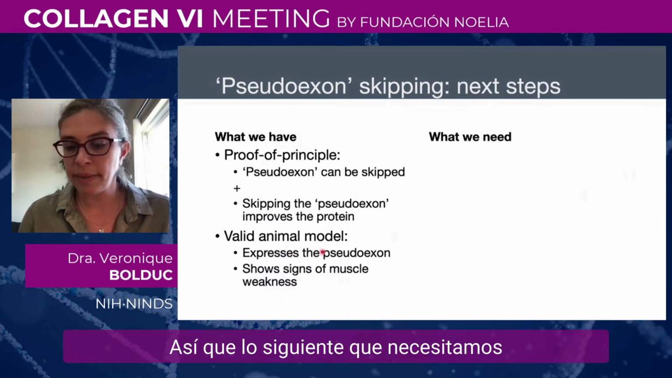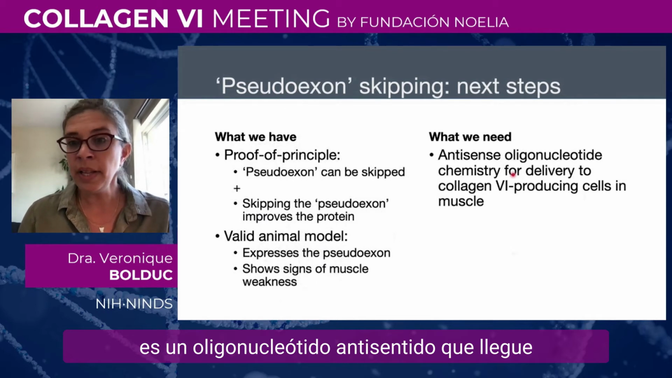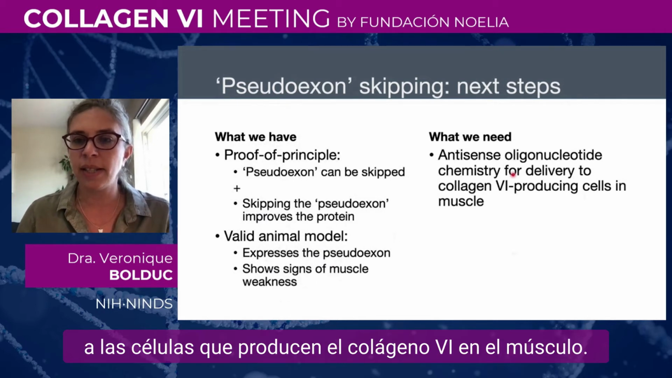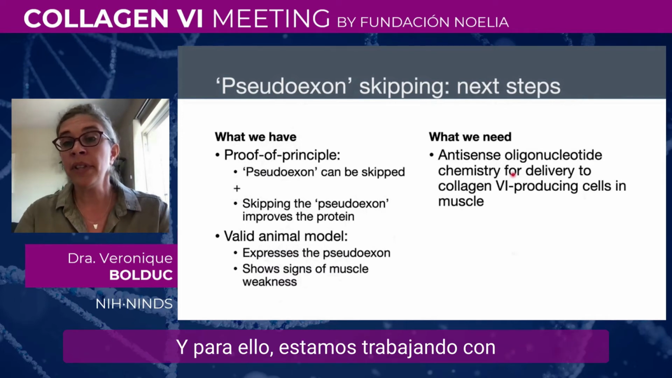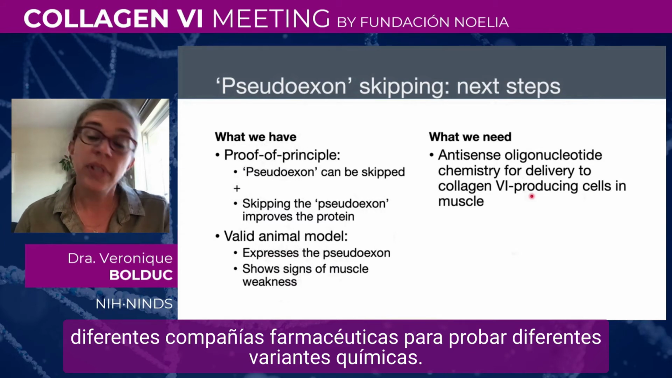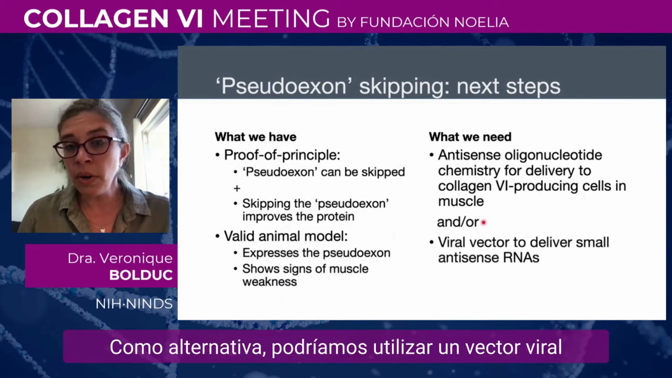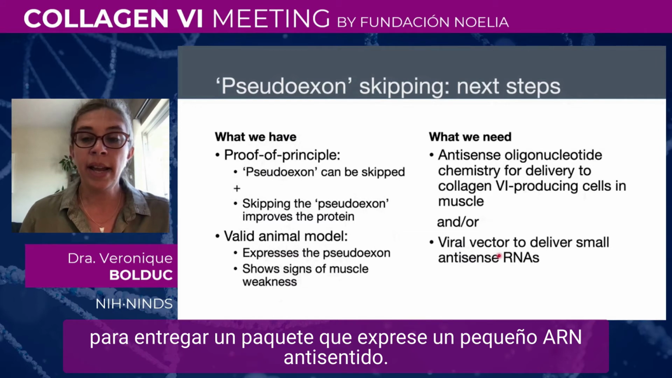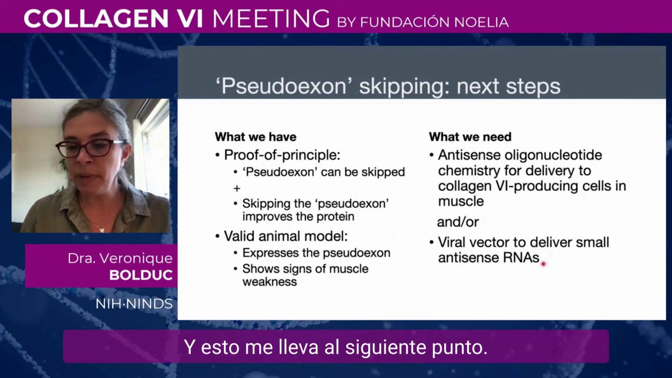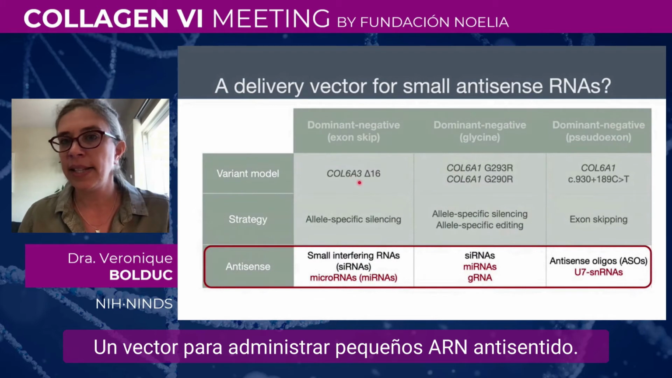So what we need next is an antisense oligonucleotide chemistry that will deliver itself to collagen VI producing cells in muscle. And for that, we are working with different pharmaceutical companies to test different chemistries. Or as an alternative, we could use a viral vector to deliver a cassette that expresses a small antisense RNA. And this brings me to my next point: a delivery vector for small antisense RNAs.